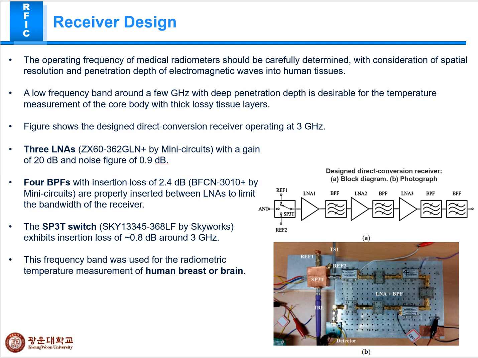In this, the SP3T switch model number was SKY13453-685LF from Skyworks. It has a frequency of 3 gigahertz, and this radiometric frequency is used to measure temperature of the human breast or brain.